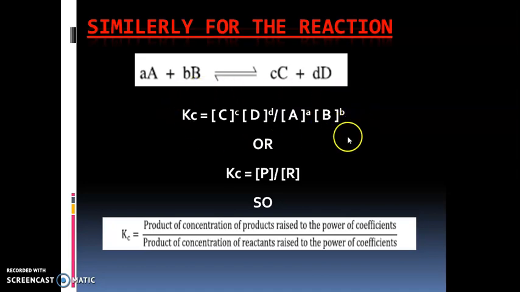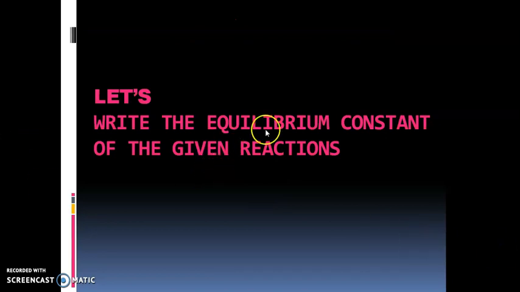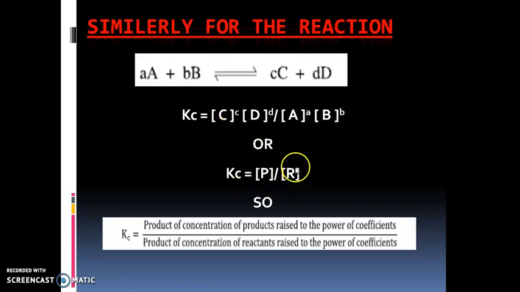So our expression is written like this, and we can also write it like that: Kc is equal to the ratio of product over reactant. So the final formula of Kc is the product of concentration of products raised to the power of coefficient and the product of concentration of reactants raised to the power of coefficient. So student, let's write the equilibrium constant of the given reaction by using this formula.